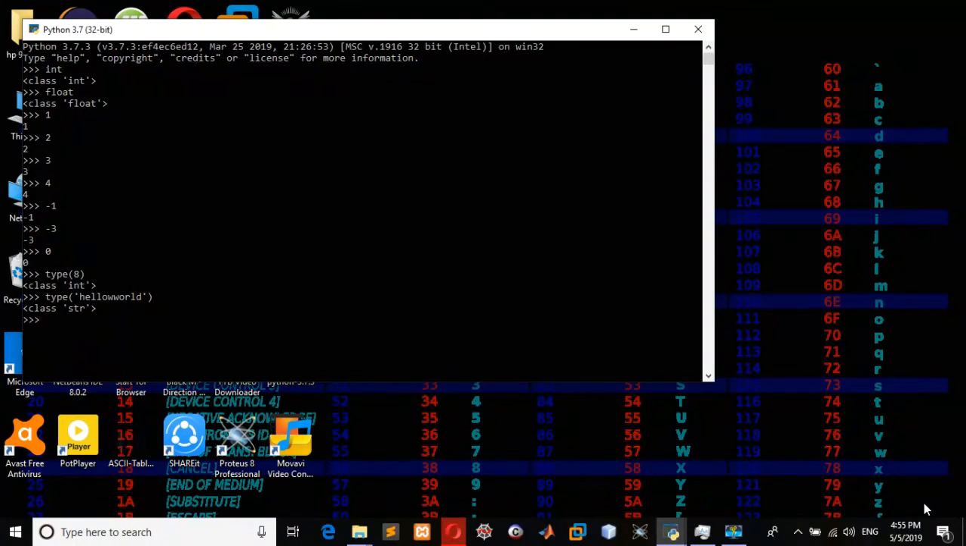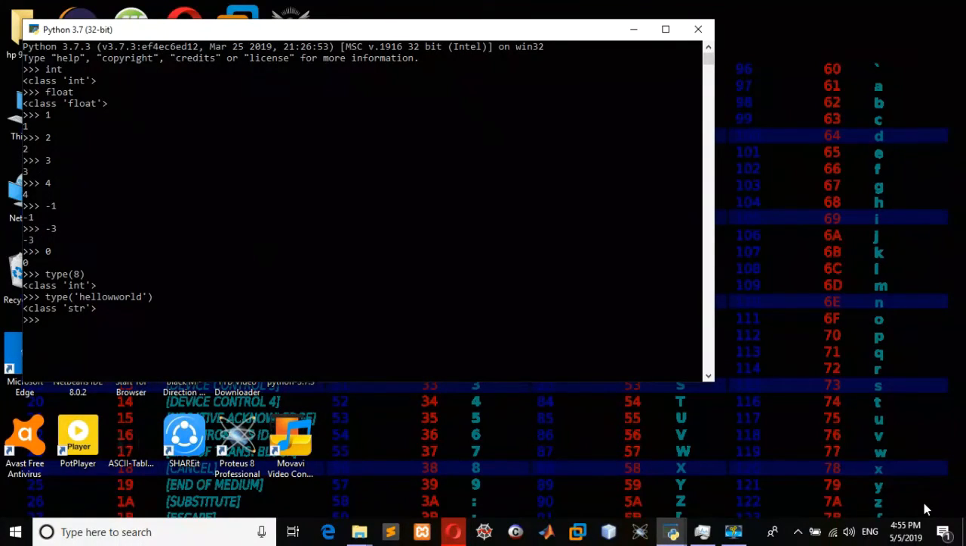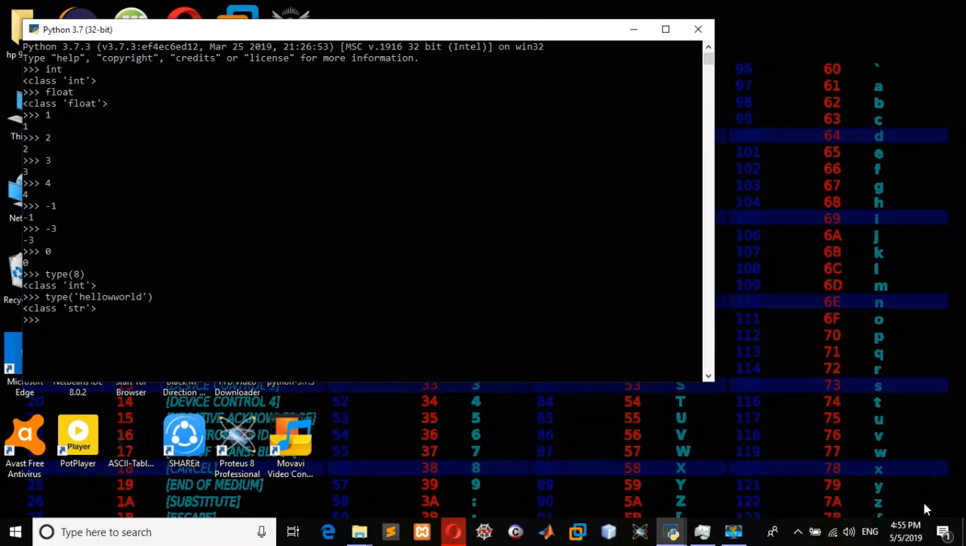We said integers are positive and negative whole numbers, 0 included, don't forget. So what are the various things we can do on integers? One, we can add integers. For example, 1 plus 2. I'm adding the integer 1 and the integer 2, and that gives me another integer 3. So basically adding 2 integers will give you another integer.